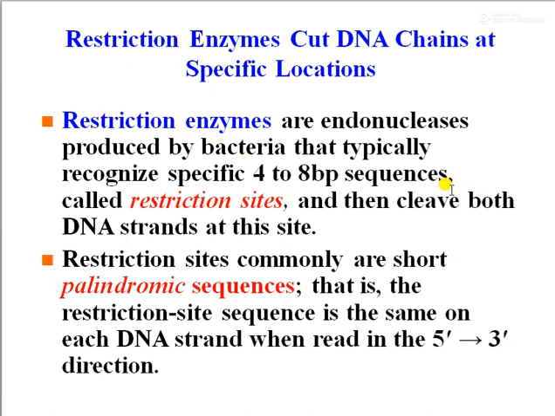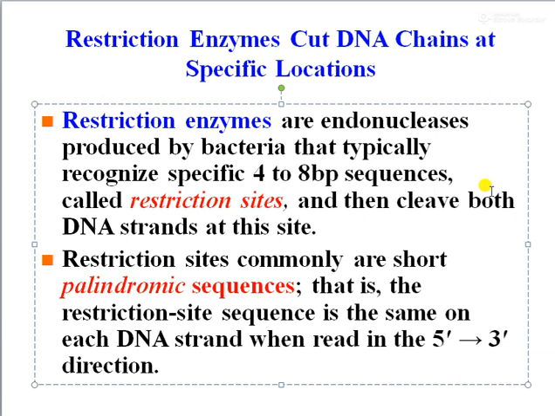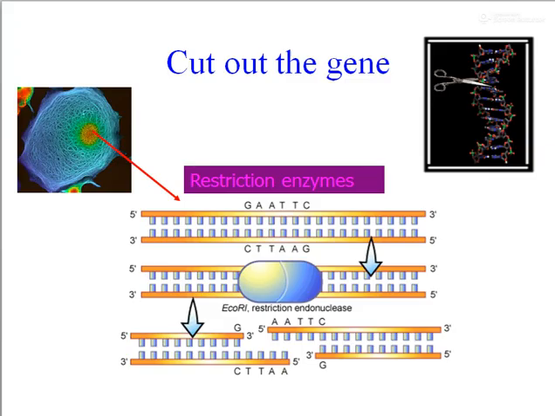They are endonucleases produced by bacteria that typically recognize specific 4 to 8 base pair sequences, not KB. These are called the restriction sites. The restriction sites contain short palindromic sequences, that is, the sequence is the same on each strand when read in the 5' to 3' direction. I think it's another representation of what we had already mentioned.